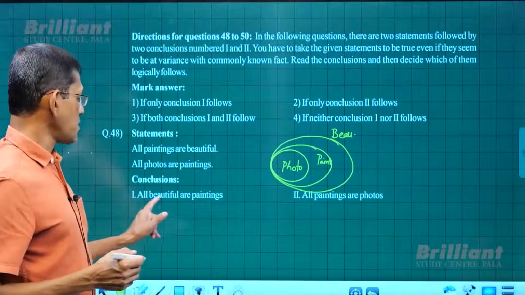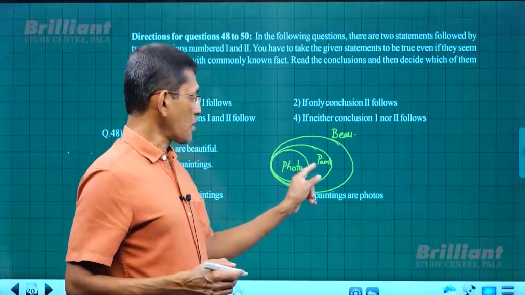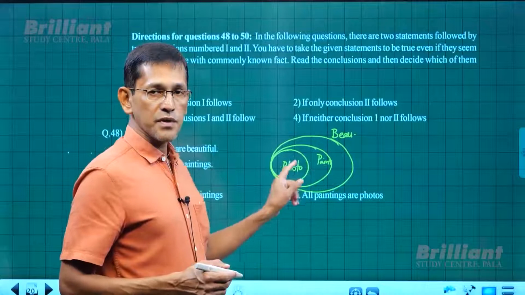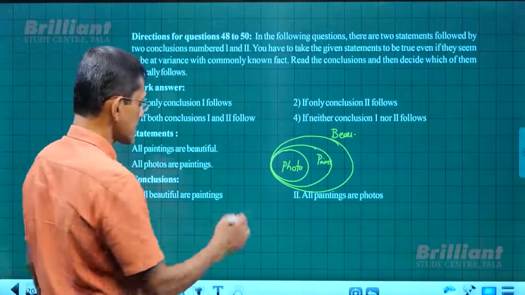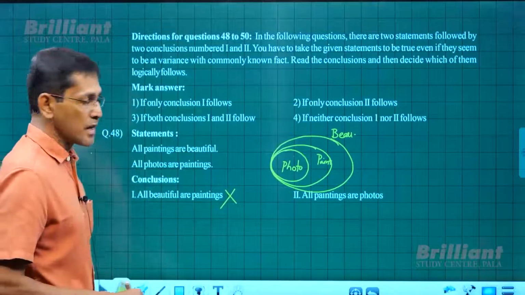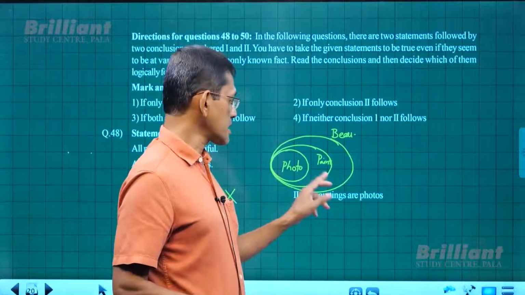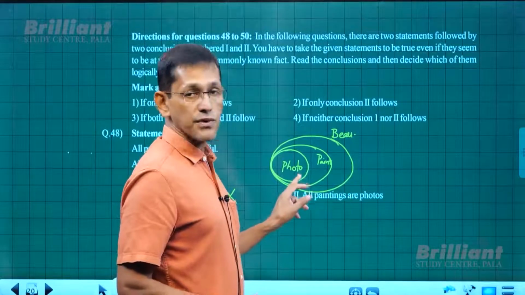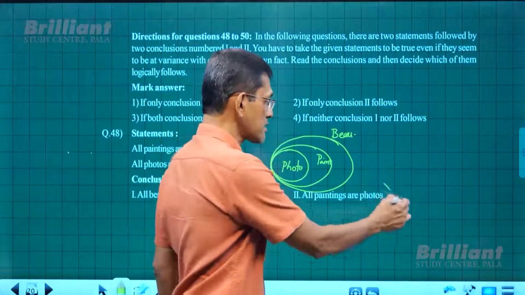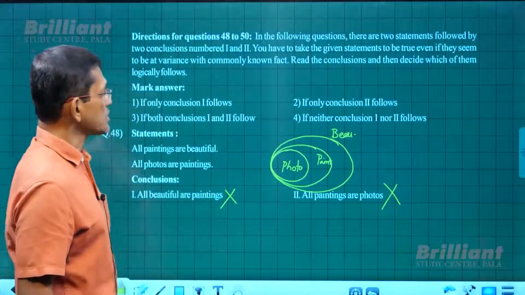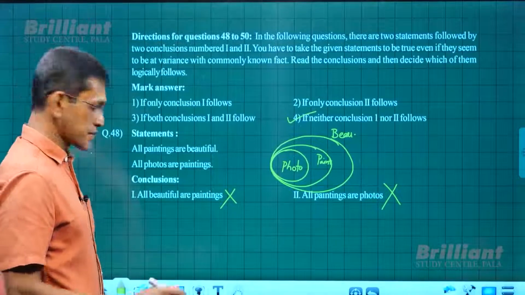Now the conclusions. All beautiful are paintings. Not at all. All paintings are beautiful, but all beautiful are not paintings. So it's a positive conclusion, invalid for the basic diagram, so it doesn't follow. Second one, all paintings are photos. Well, all photos are paintings, but all paintings are not photos. So that means a positive conclusion, invalid for the basic diagram, doesn't follow. So both conclusions do not follow. The answer is neither conclusion 1 nor 2 follows.